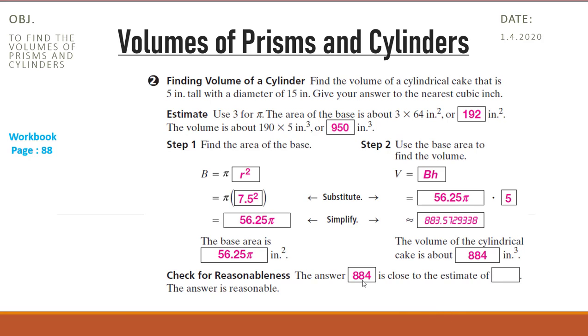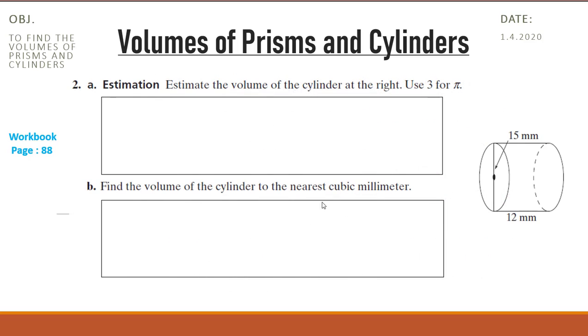Yes, the exact answer is 884, and this is of course near to 950. Remember that yes, there is a difference here, but this is not a big gap. There's no big difference. When you use multiplication and powers, we can find a difference in the answer, but it's reasonable because we used multiplication and powers. Okay, let's move to the next question.